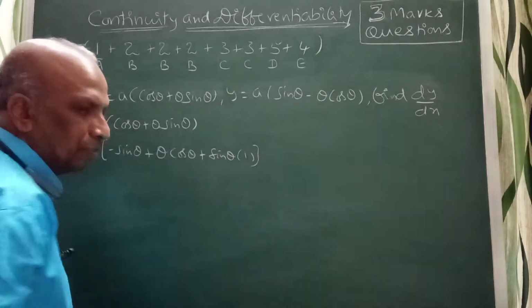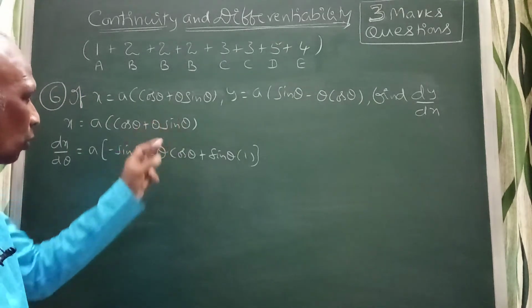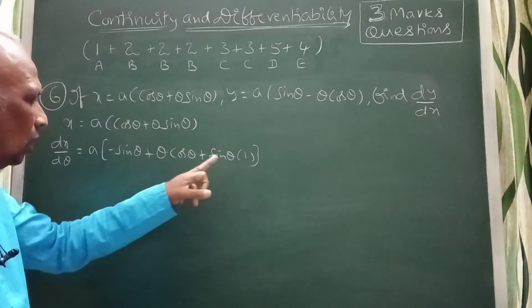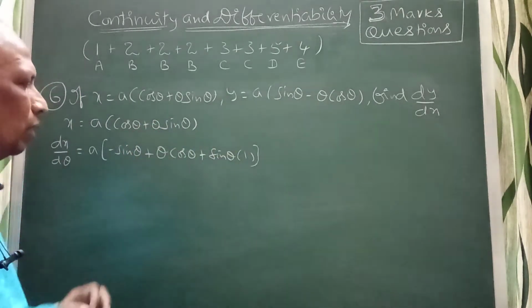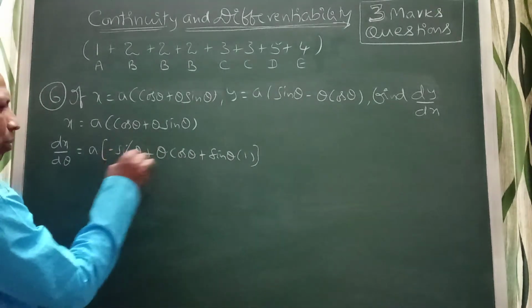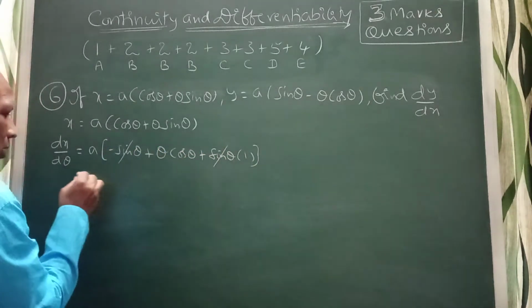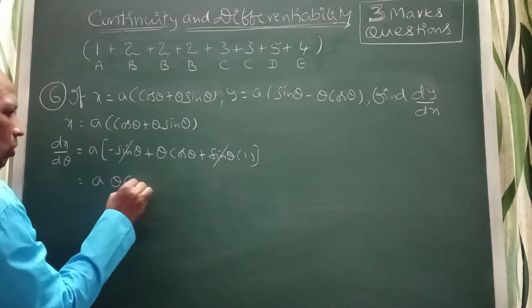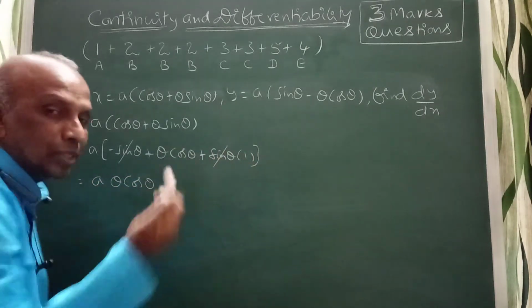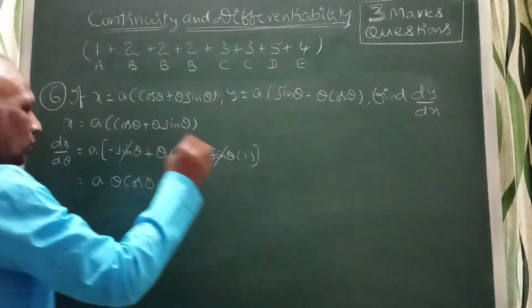I have written directly. I will explain again. Product rule: theta into derivative of sin theta, cos theta, sin theta into derivative of theta is 1. So you will get minus sin theta plus sin theta, you get sin theta into 1. This will become a theta cos theta. Why? Because sin theta into 1 is sin theta. You can check this one.